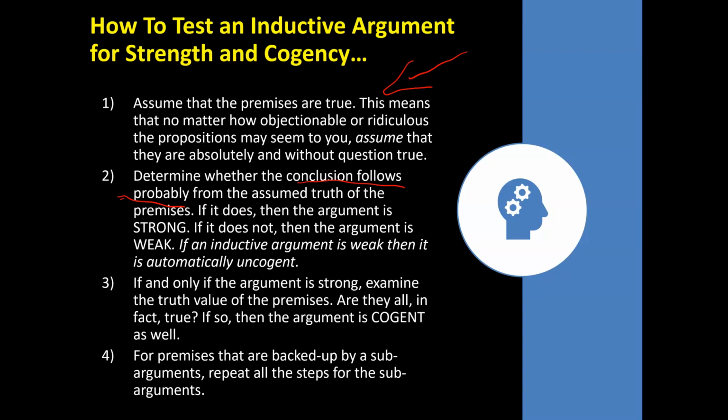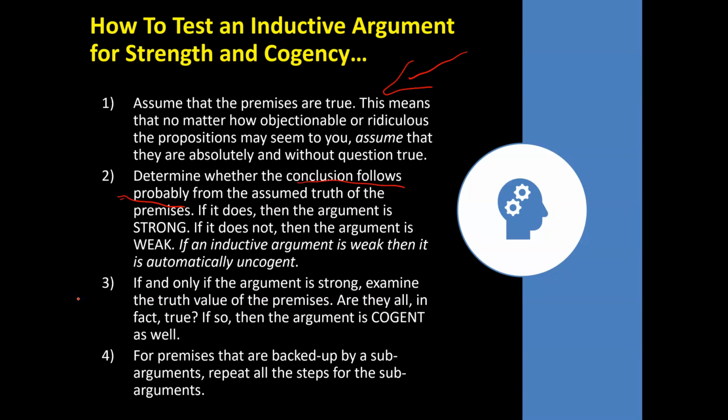If it would, even just relatively, probably, if that makes any sense, then the argument can be considered strong. If it doesn't, then the argument is weak. And again, if an inductive argument is weak, then it's automatically uncogent. Then on to step 3.